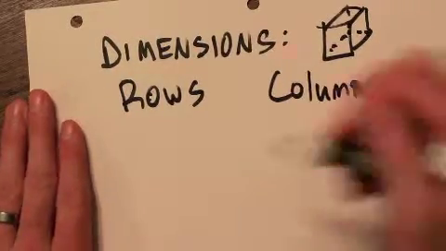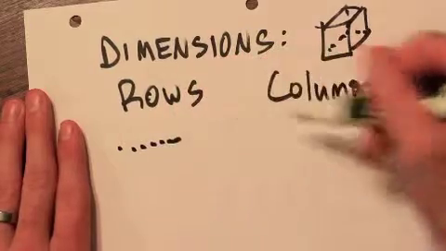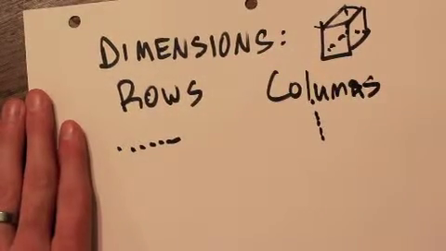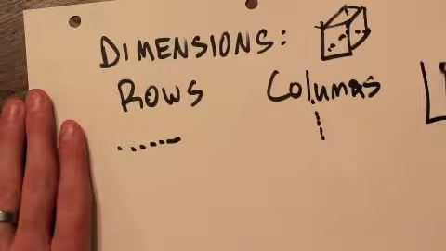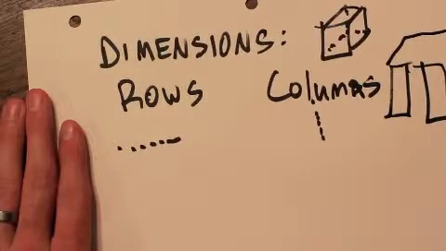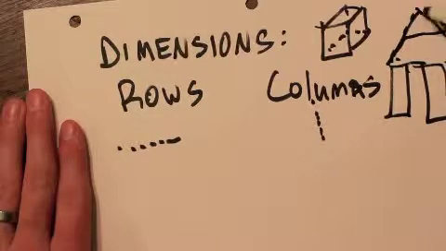Okay, rows go across, columns go up and down. Think of Romans. Romans used columns to build their buildings. They had nice big thick columns, and it held up these things.